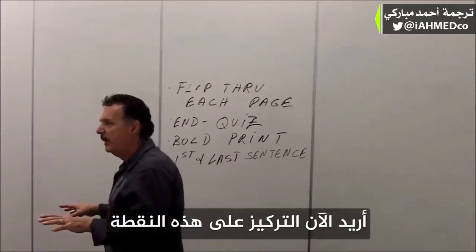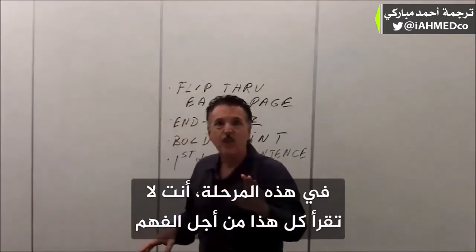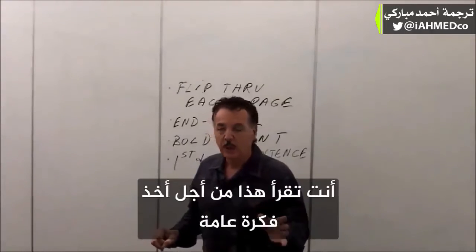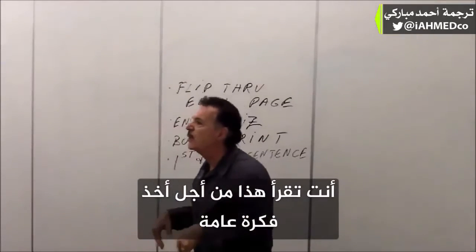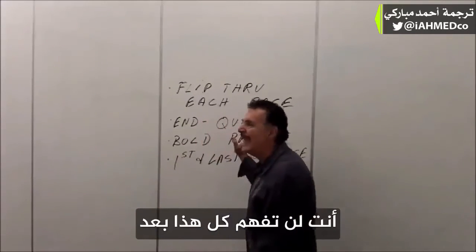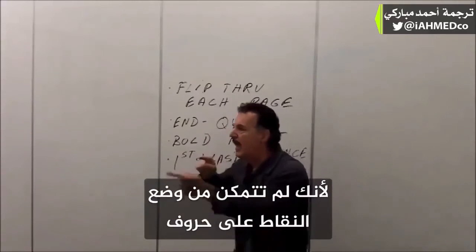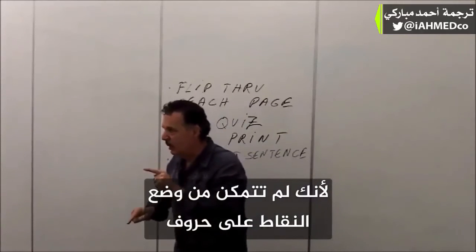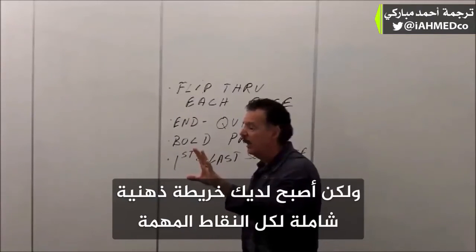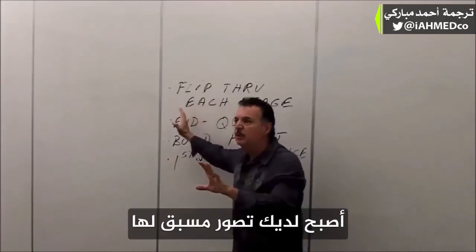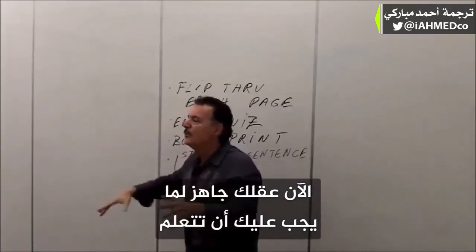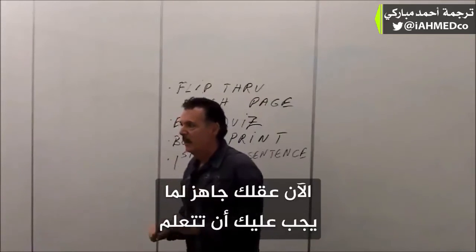Right now, and I want to stress this, at this point you are not reading this for comprehension. You are reading this for exposure. You're not going to understand this stuff yet. Why? Because you haven't been able to connect the dots. But now you're going to have a map of all the dots. Now what you've got is a preview of coming attractions. Now your brain is set up for here's what you're going to get.